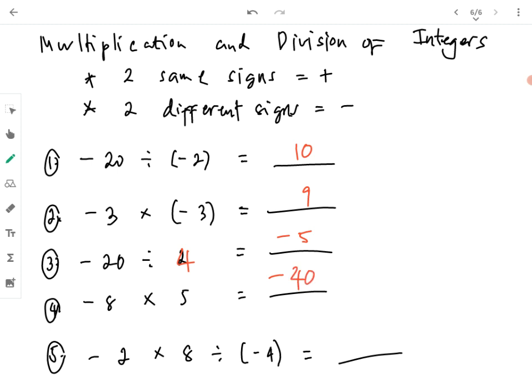Number 5, let's work on the first two. Negative 2 and 8, one of them is negative, one is positive. This gives us negative 16. Now negative 16 divided by the third, which is negative 4. 16 divided by 4 is 4. The signs are the same, that makes it positive 4. Therefore, the answer to this expression is just positive 4.